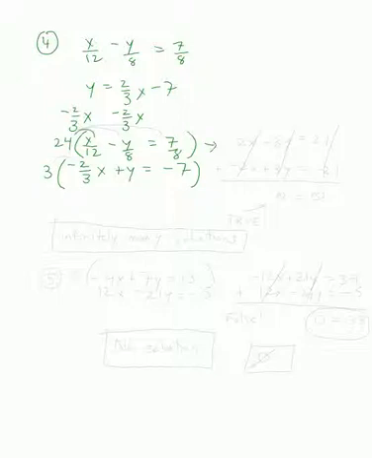Well, 24 times the first one gives me 24 over 12, which is 2. So 2x. This one gives me 24 over 8, so minus 3y. And this third one, 24 over 8 is 3, times 7 is 21. This bottom one, if I distribute the 3 here, I get negative 6 over 3, which is negative 2x, plus 3y equals negative 21.